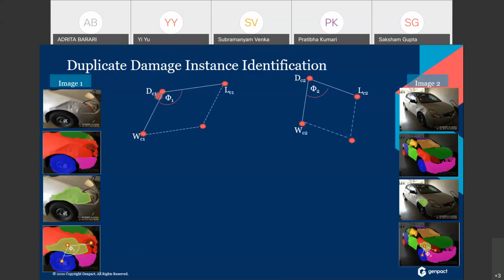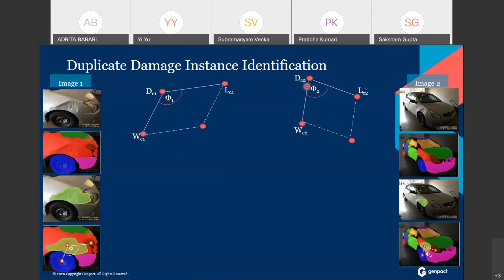DC1 is the damage centroid for the first image, the headlight centroid for the first image, and WC1 is the wheel centroid for the first image. This is the angle which it makes. And from these 3 points, we are able to find a 4th point, which gives us this parallelogram, which is our 4-point geometry. And we do the same process for our image number 2, and we get a 4-point geometry over here as well. And the same conventions for naming these points apply here.